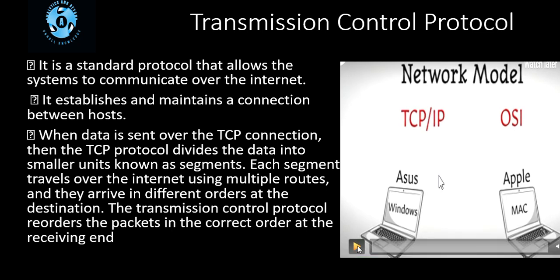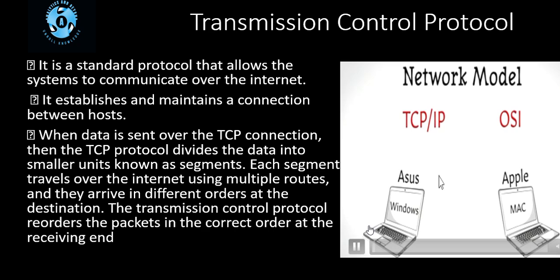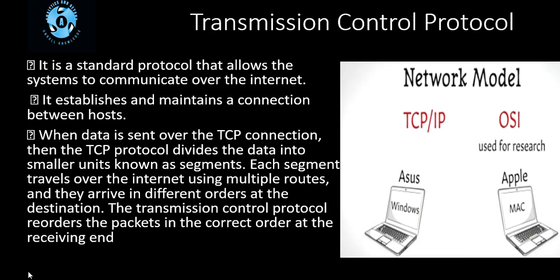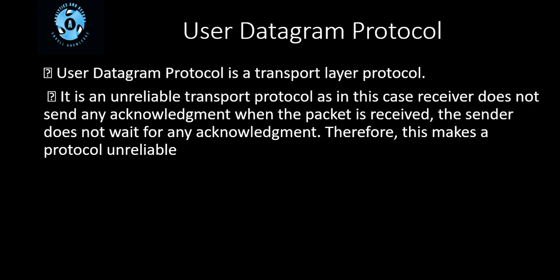So here you can see how the information is transferred. If there are different kinds of operating systems, it just tries to divide the data and work. For that we use one more protocol in the transport layer, called the User Datagram Protocol. It can be unreliable in case the receiver does not send any acknowledgement, and we cannot wait for those cases either. Therefore this protocol is sometimes unreliable.